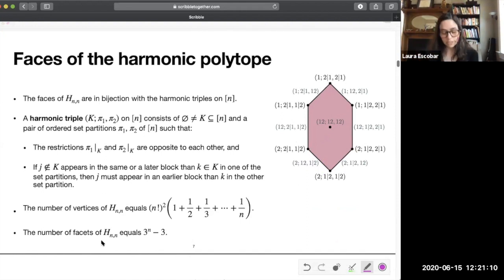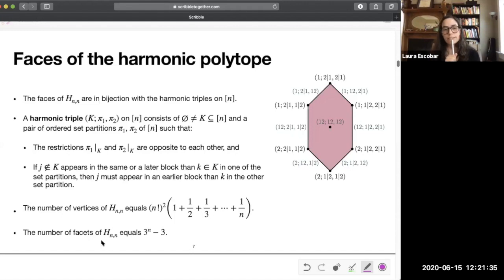So the number of vertices is going to be equal to n factorial squared times the harmonic series of n. So that's why we decided to call it the harmonic polytope. And we counted the number of facets, and we got that it's 3n minus 3, which is the same as the number of facets of the bipermutahedron of the previous talk.